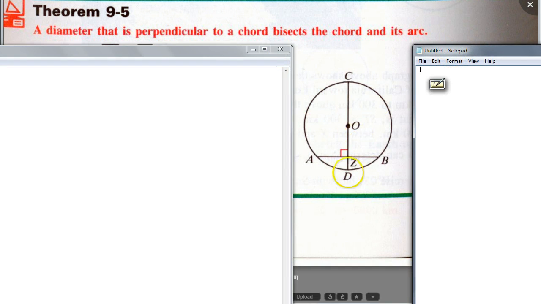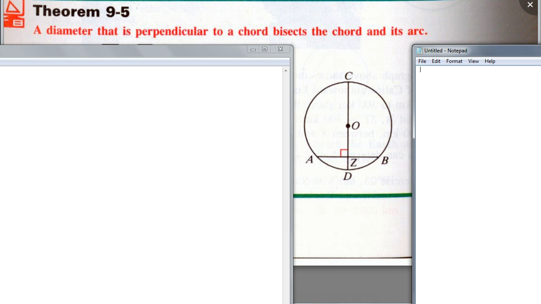You have a diameter of a circle, right? And look at this chord that is 90 degrees with this diameter. And look, guess what? The arc AD and arc DB are congruent. Not only that, the segments AZ and ZB are congruent. Does that make sense? This is always going to be true if you have a diameter and a chord that is perpendicular to this diameter.